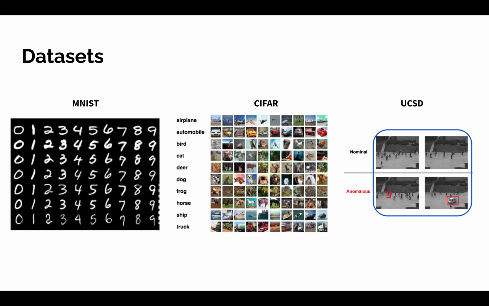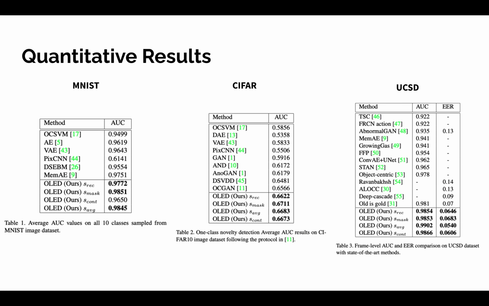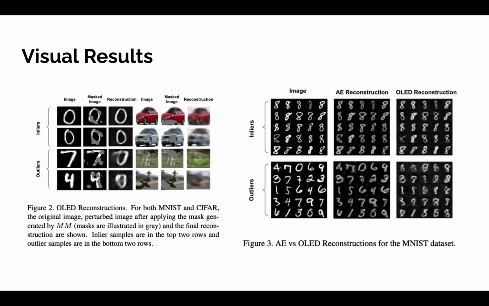To evaluate our method, we chose three datasets that are popular in the anomaly detection literature. Two of the datasets, MNIST and CIFAR, are image datasets. The last one, UCSD, is a video dataset. On all three datasets, we're able to outperform cutting-edge methods using a variety of defined anomaly scores. Visual results show that inliers are easily reconstructed, whereas outliers are not reconstructed.